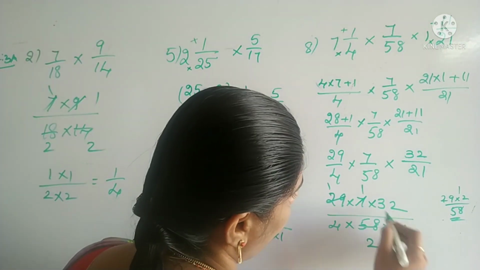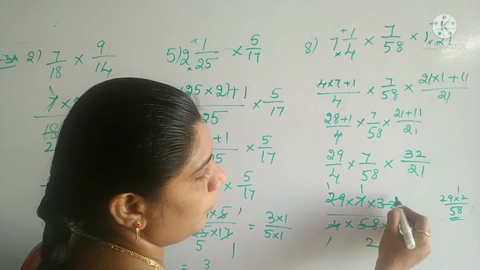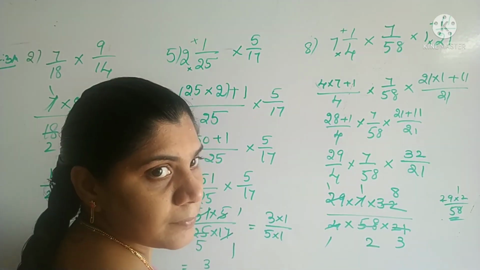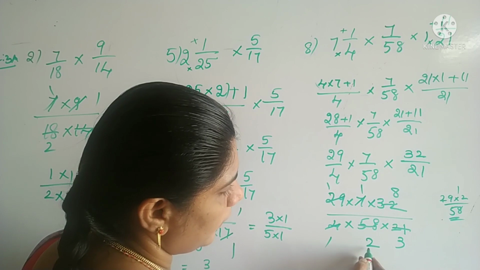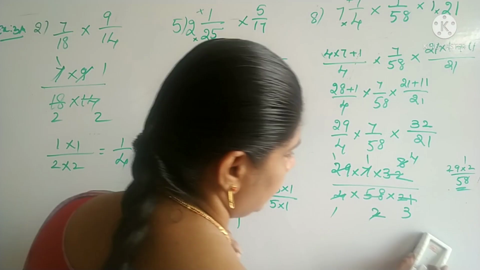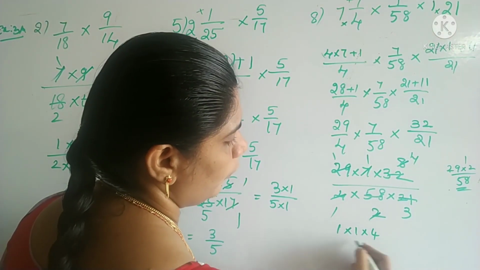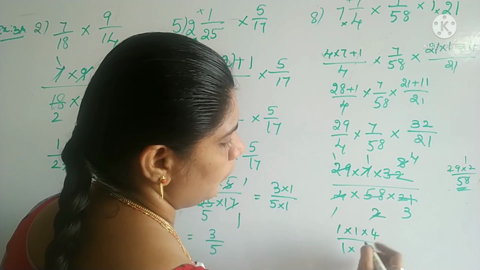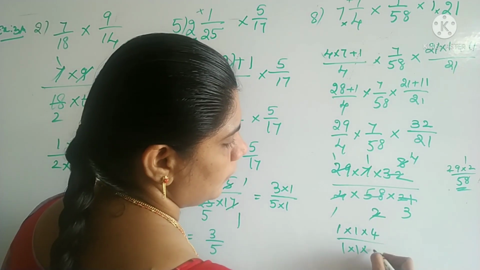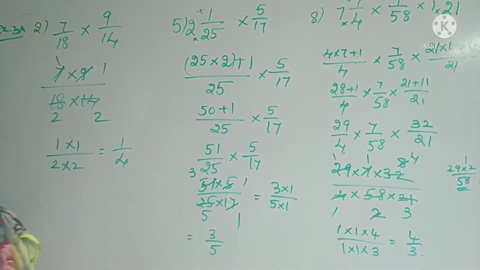See, 7 one time, 7 3 times. And here with the 4, 4 one time, 4 8 times. Now see, observe this here, 2 one time. You can also cancel this one, 2 4 8. So the remaining here, 1 into 4 divided by 1 into 3. So what you get here, 4 by 3. That is your final answer.